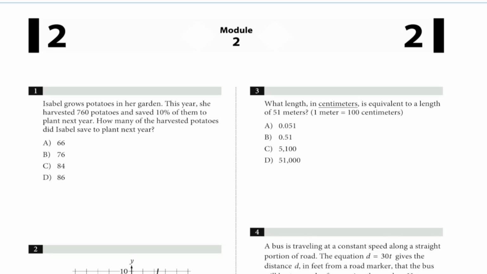All right, so here's module 2. Again, like I said in the last video, all these questions, there's multiple ways to do them. You could do them by hand. You could use the calculator, use Desmos.